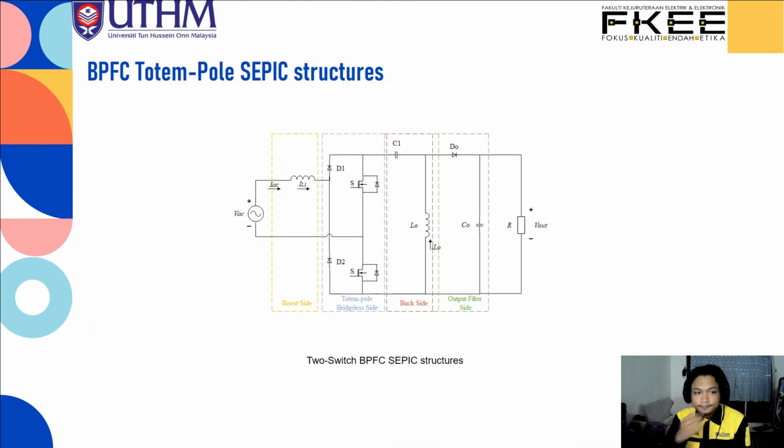Okay, for the methodology, this is the BPFC totem pole Sepic structure. There are four sides. The first side is the boost side, the second side is the totem pole bridgeless side, the next is the buck side, and finally the output filter side. This structure is called a totem pole because it uses only two switches and two diodes. As we can see here, the totem pole bridgeless side contains two diodes and two switches at the middle of the converter.